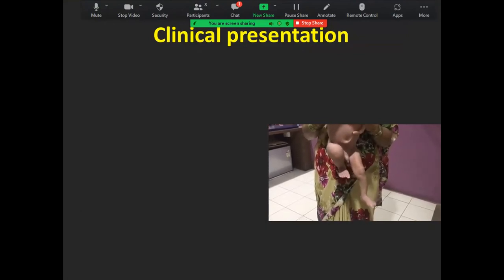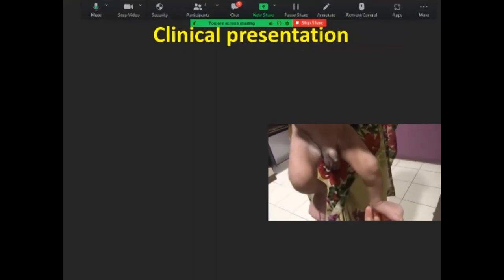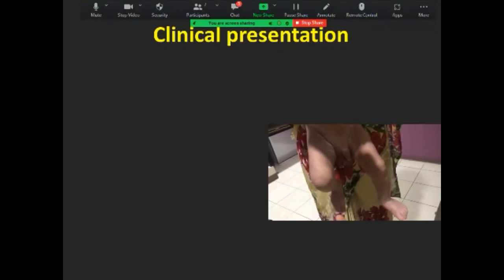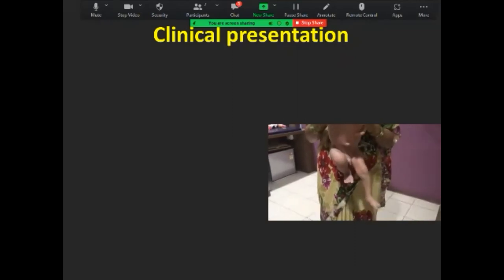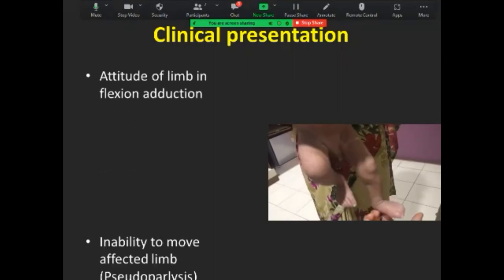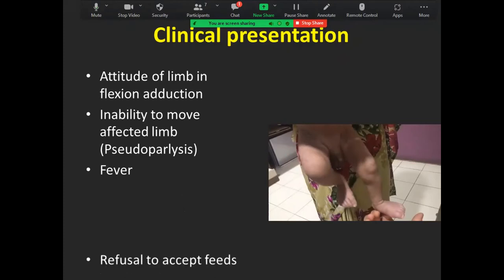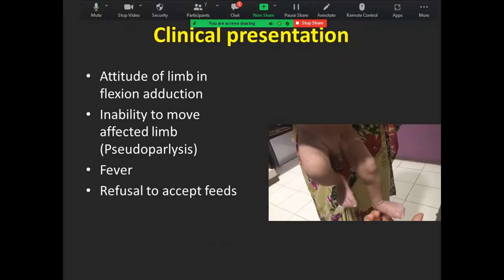So this is a typical presentation of a child who will present to you with septic arthritis of the hip and a proximal femur osteomyelitis. This child is holding the leg in flexion, adduction and internal rotation. Inability to move the affected limb, that is a pseudo paralysis. It may be associated with fever and refusal to accept feeds. This is a common scenario in which the child is going to present to you, and be aware that this child may be toxic also.